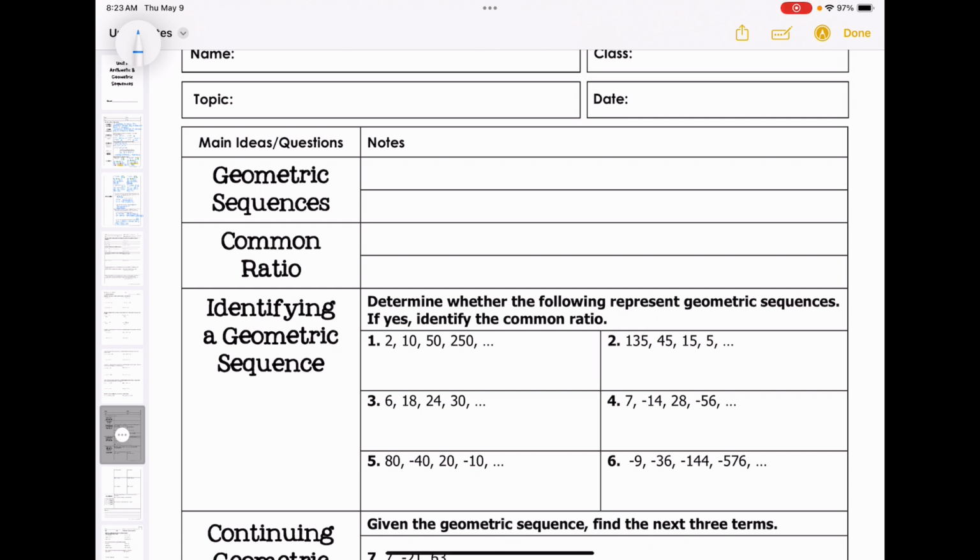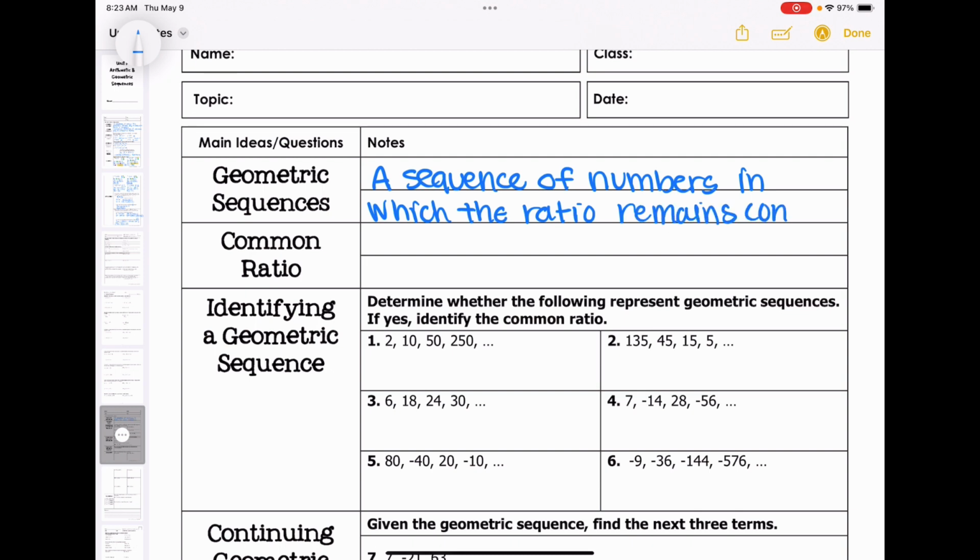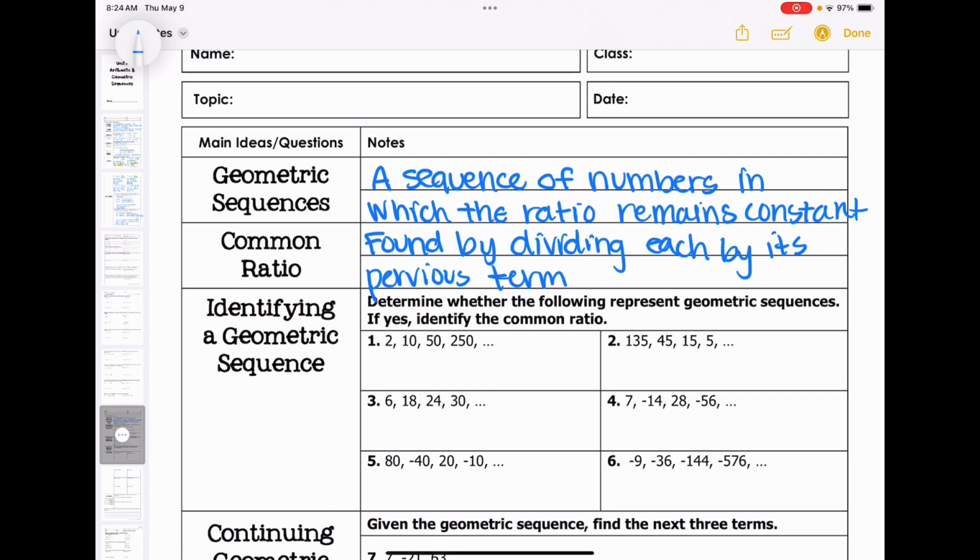So a geometric sequence is a sequence of numbers in which the ratio remains constant. And then the common ratio can be found by dividing each term by its previous term.